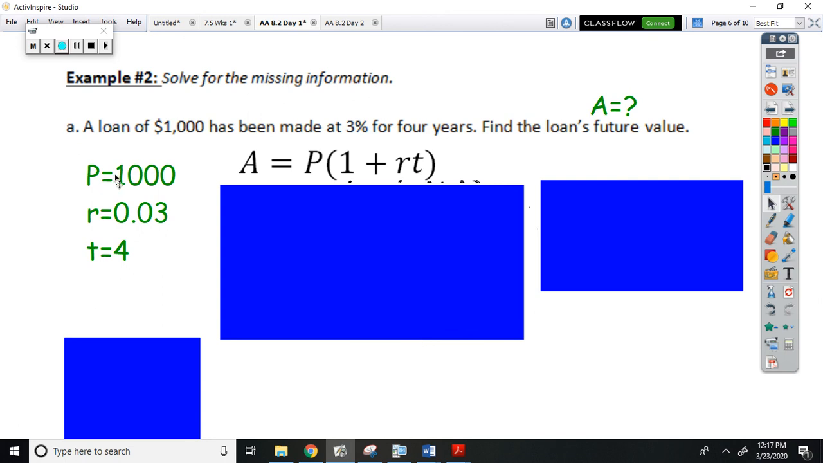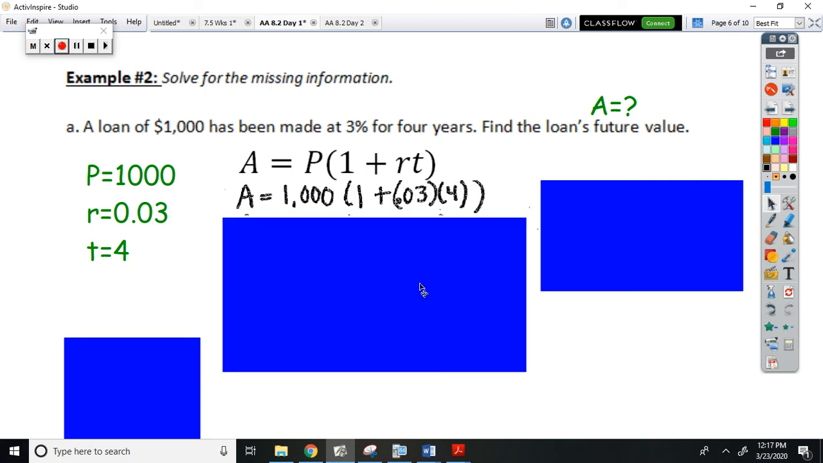Plugging in our values, 1,000 goes in for P, 0.03 goes in for R, 4 goes in for T. And then you can do it piece by piece if you'd like, or you can type that whole thing in your calculator exactly as you see it.